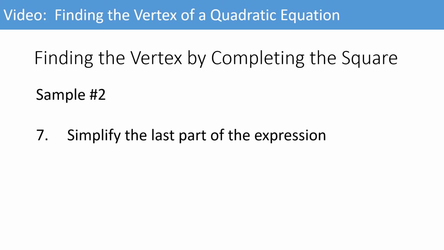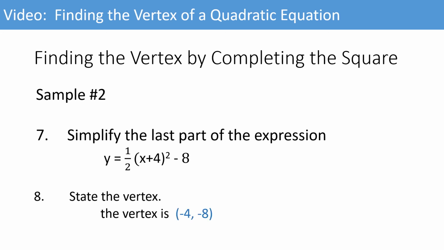And now simplify the last part of the expression. y equals 1/2 times (x plus 4) squared minus 8. So your vertex is then (-4, -8).